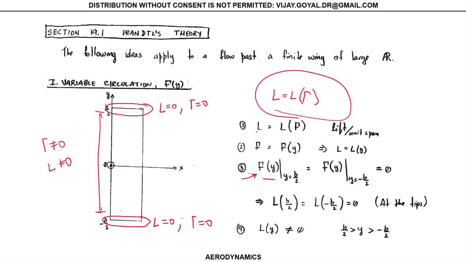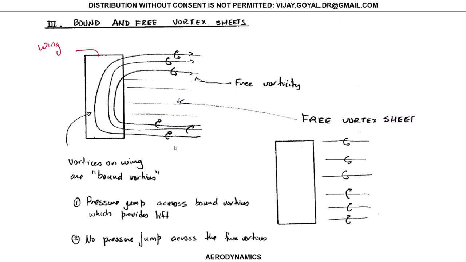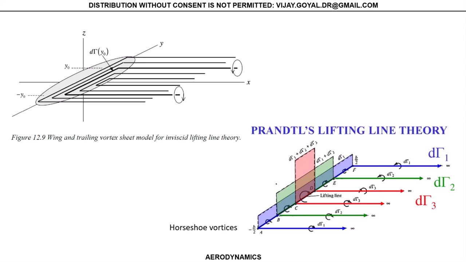Okay, so with that said, there's no pressure change across the vortices, so the pressure difference between each one of the vortex lines does not change. The pressure jump across the vortices is what actually provides the lift itself, because lift also depends on that. Now, what we call this is horseshoe vortices.